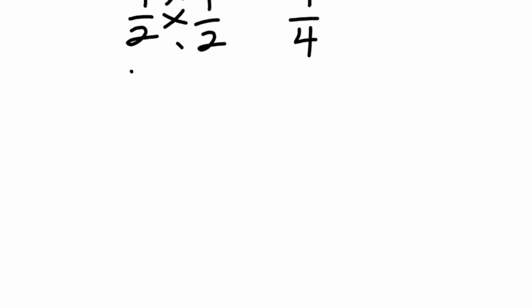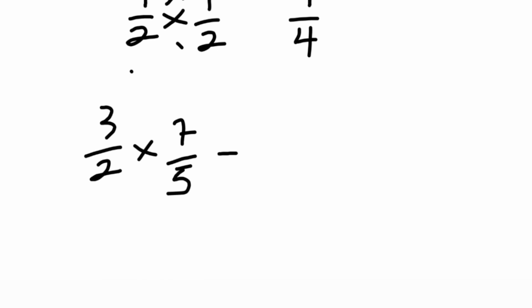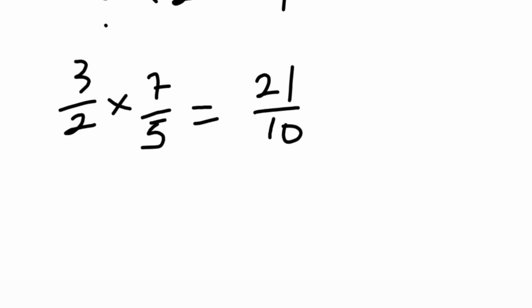Let's take this example of multiplying improper fractions. Here we have 3 over 2 multiplied by 7 over 5. What is going to give us? 3 multiplied by 7 will give us 21, then 2 multiplied by 5 will give us 10. We can write this equation.